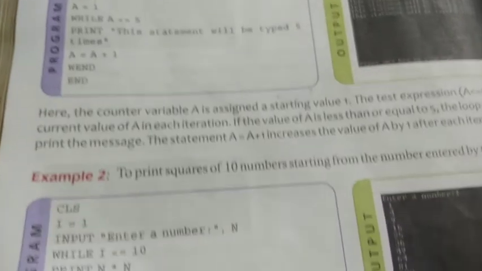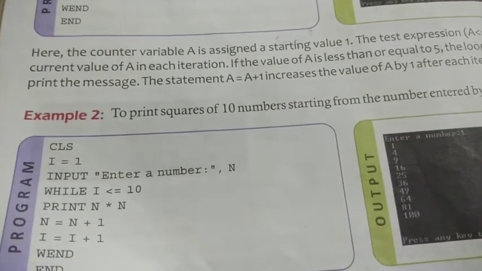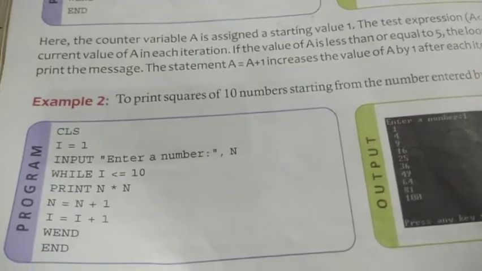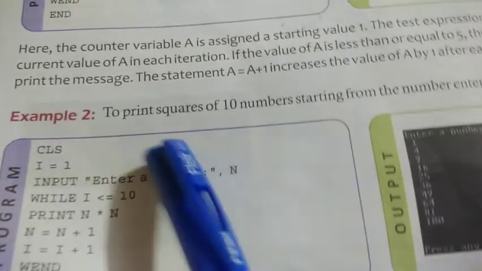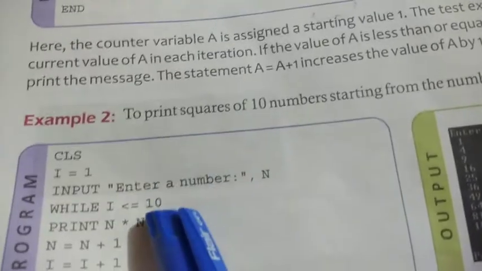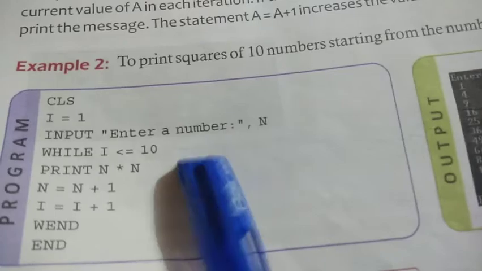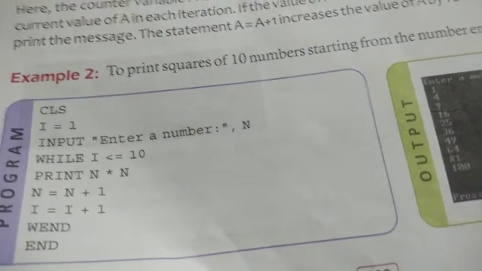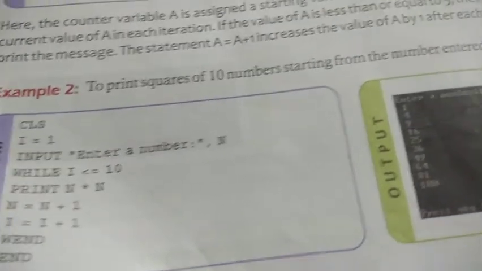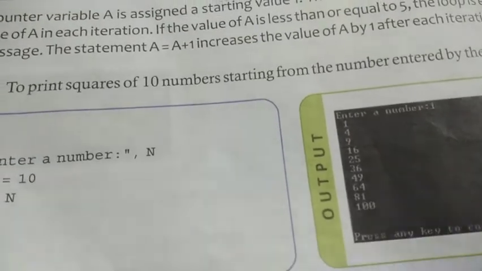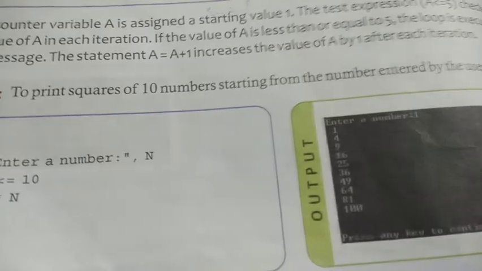Next, students, see example number 2, to print the squares of 10 numbers starting from the number entered by the user. Follow the same procedure: CLS, I = 1, input enter a number n, while I <= 10, then print n * n, n = n + 1, then I = I + 1, wend. See properly, enter any number, press enter to show the output.